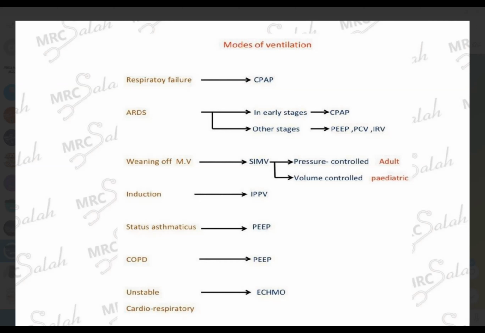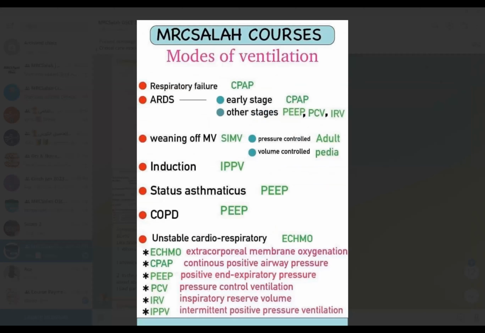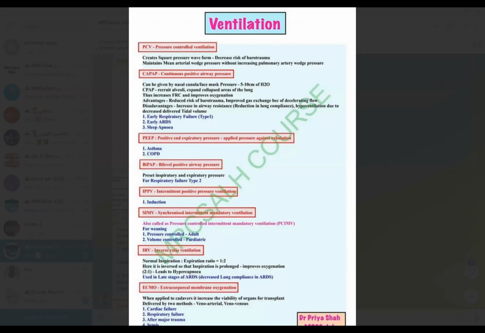Or inverse ratio ventilation. The normal inspiration to expiration ratio is 1 to 2. This patient has refractory hypoxemia, so your target is to improve him. So increase the inspiration time and inverse the ratio, meaning 2 to 1, with inspiration longer. This is the most common approach used in ARDS. Okay, clear?